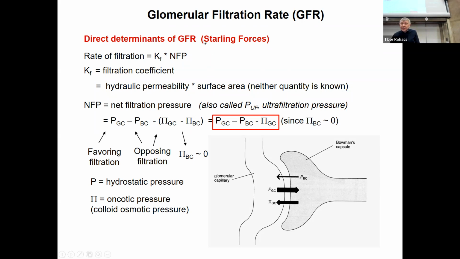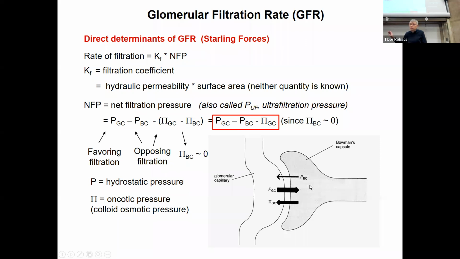But what can be quantified are the Starling forces, which determine the net filtration pressure. And just like in systemic capillaries, the fluid movement across the capillary wall depends on the hydrostatic pressure and the oncotic pressure. So the profiltration force is the hydrostatic pressure in the glomerular capillaries. And the anti-filtration factors are the hydrostatic pressure in the Bowman capsule.